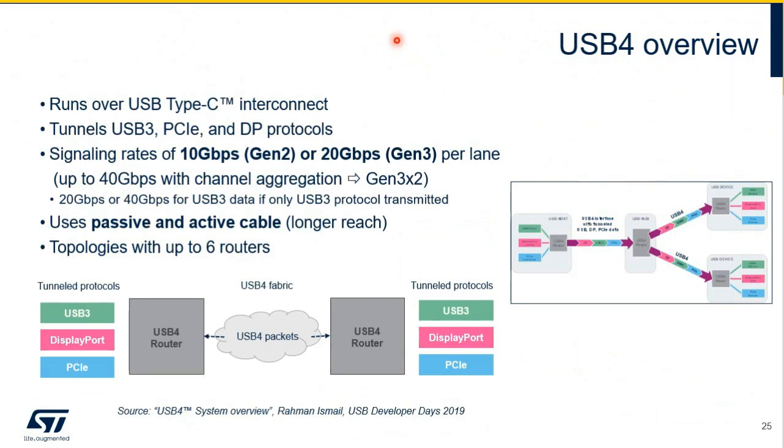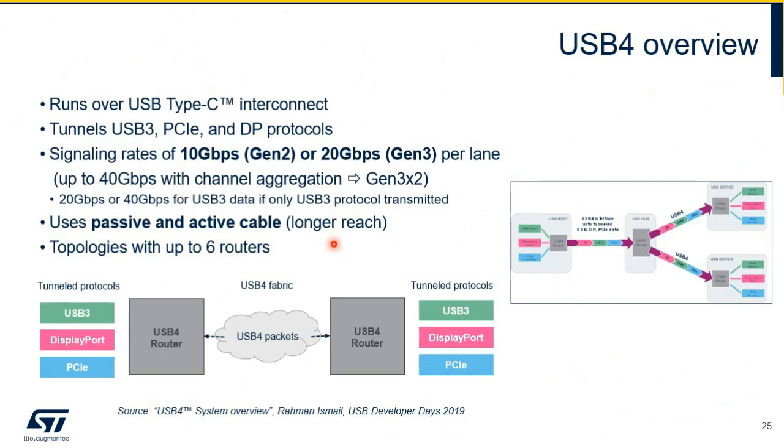As mentioned previously, some protocols can be tunneled: USB3, PCI, DisplayPort, that you can see here. These three standards can be tunneled in the USB4. With one example here, you see the DisplayPort, USB3 and PCI frames in series in the USB4 interface. For longer reach applications, some active cables are required.